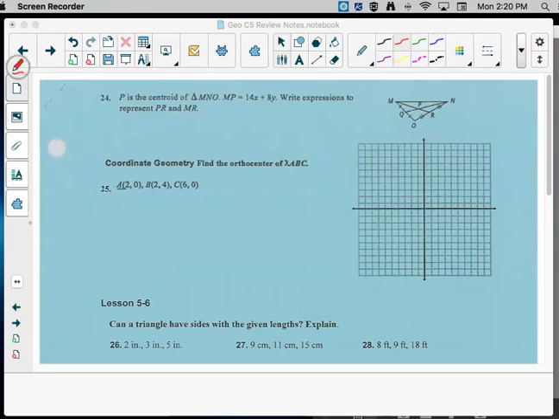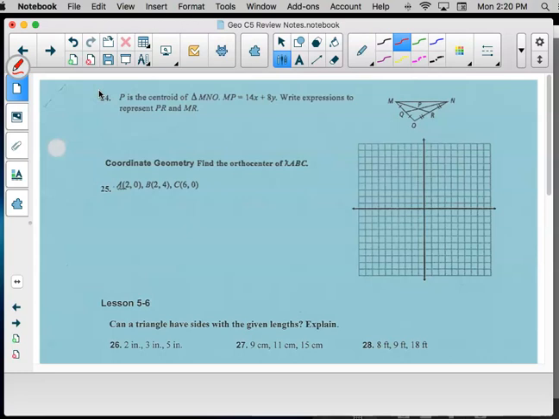Okay, this is Mr. Bloom, and we are doing problems 24 to the end in our review. One more problem on 5.4, and then we're going to do 5.6 and 5.7. So at 24, we're looking at this idea that P is the centroid of triangle MNO.